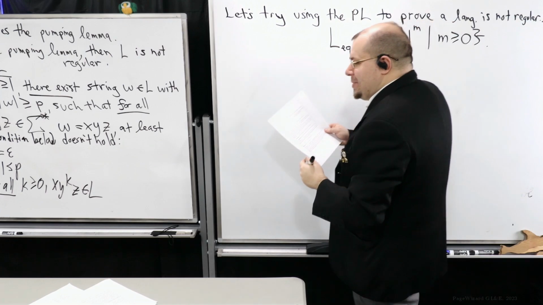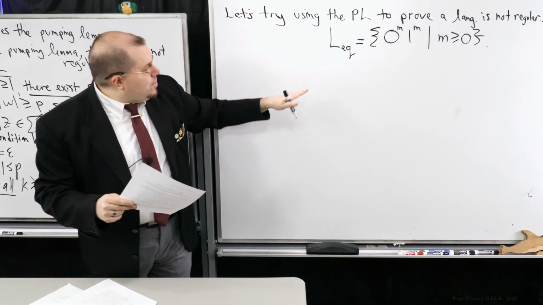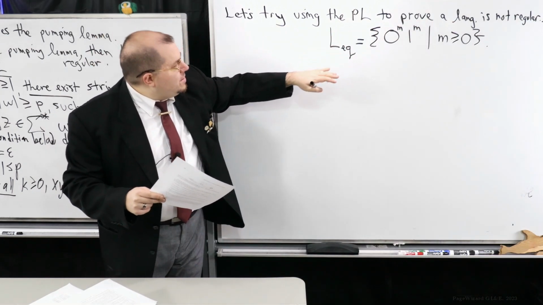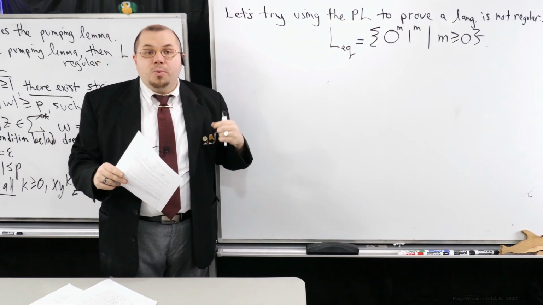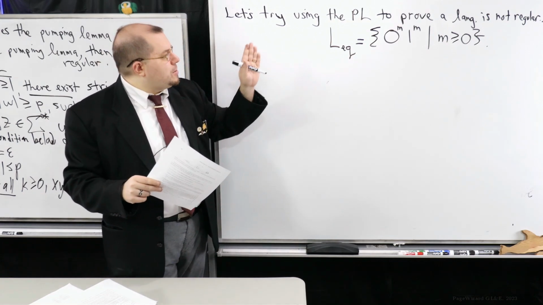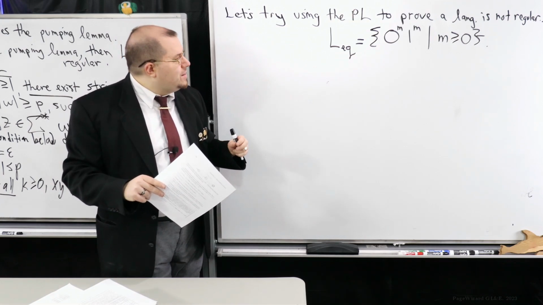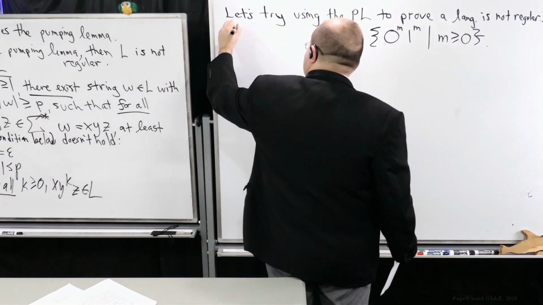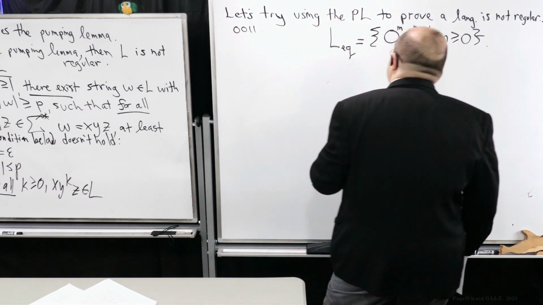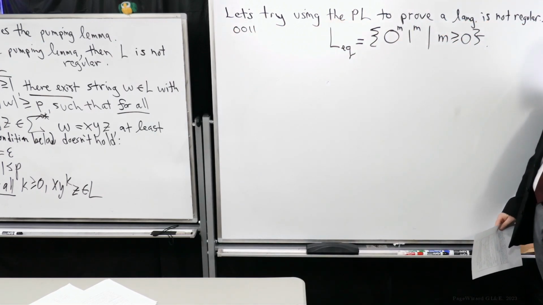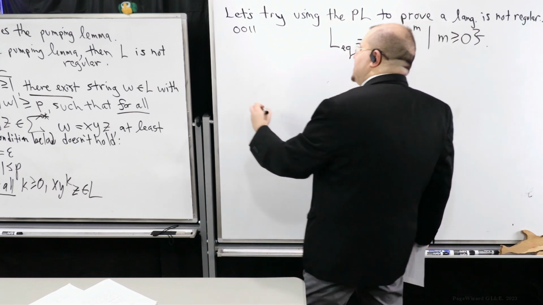So we're going to consider what I'm going to call L equals. So notice that this string always has the following form. It is where the number of zeros and the number of ones are equal to each other. So for example, a string like this is a part of this language, where you have equal numbers of zeros and ones.